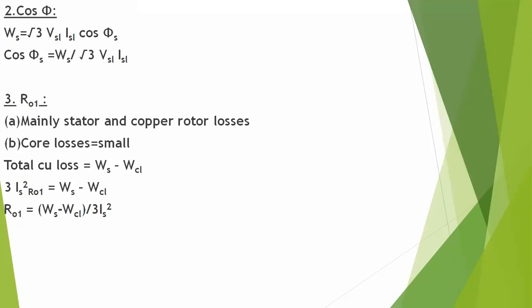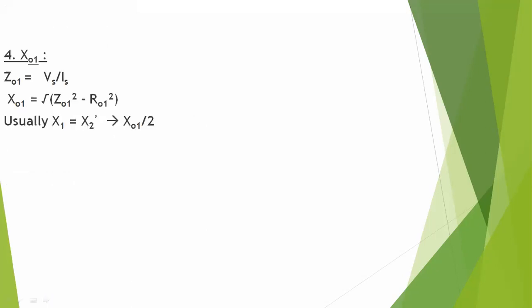Next X01. From the equivalent circuit, we find the impedance Z01, so X01 is equal to root of Z01 square minus R01 square. Actually we are taking X1 approximately equal to X2 dash, the rotor reactance referred to stator. So X1 is equal to X2 dash, equal to X01 by 2. If the motor is a wound rotor, then stator and rotor are separated, and the resistances are divided in the ratio of the resistance of the stator and rotor windings.